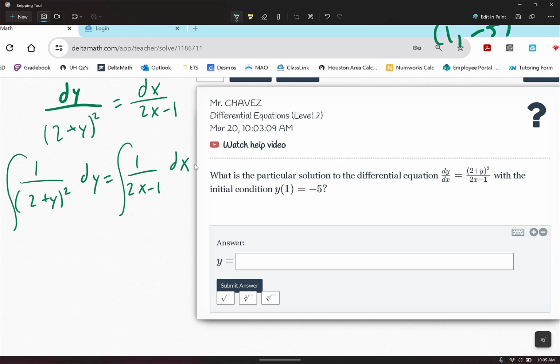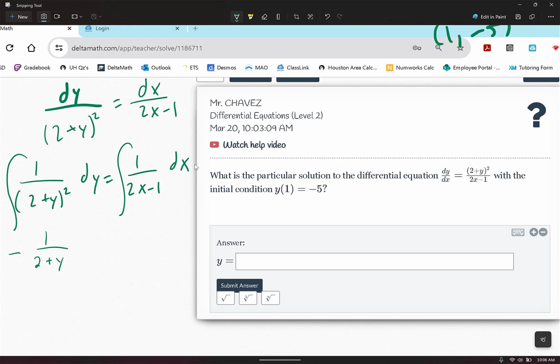All right. So imagine the 2 + y as a u or something. So this is like 1 over u squared. You can bring that up. Use the -2, add 1, divide by -1. So we're going to have -1 over (2 + y). Are we okay with that?